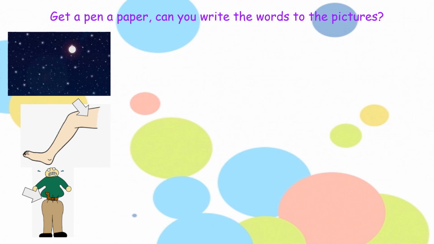Superstars. Now let's have a look at the second picture. In the second picture, we can see that we have somebody's leg, but what is the arrow pointing to? It's pointing to the thigh. So repeat after me, your word is thigh. Now in our third picture, we can see that there's a man and the arrow is pointing to his belt, and his belt is very tight. So repeat after me, your word is tight.